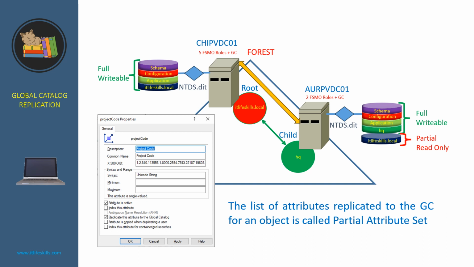Similarly, OPVDC01 will generate a list of partial attribute set objects in its domain hq.itlifeskills.local and replicate it to the global catalog partition on GPVDC01. The global catalog partition is read-only to GPVDC01 and it also contains the partial attribute set objects from the child domain hq.itlifeskills.local.